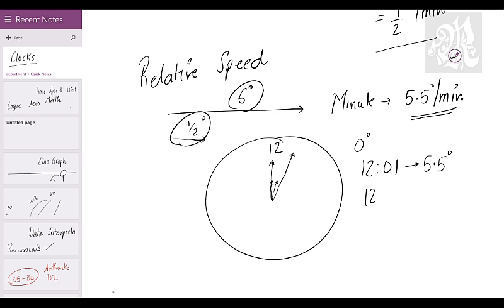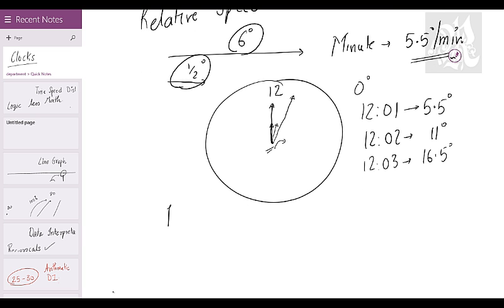What will it be at 12:02? 11 degrees. It will keep going 5.5 every minute. What will it be at 12:03? 16.5 degrees. Are we clear on this? So every minute it goes ahead by 5.5. So I started with 0 and I keep increasing that by 5.5 every time. Perfectly alright, I'm sure. Yeah, it's really awesome. But it's too complicated. So let's say, for example, if somebody asks you what is the angle at 7:01?